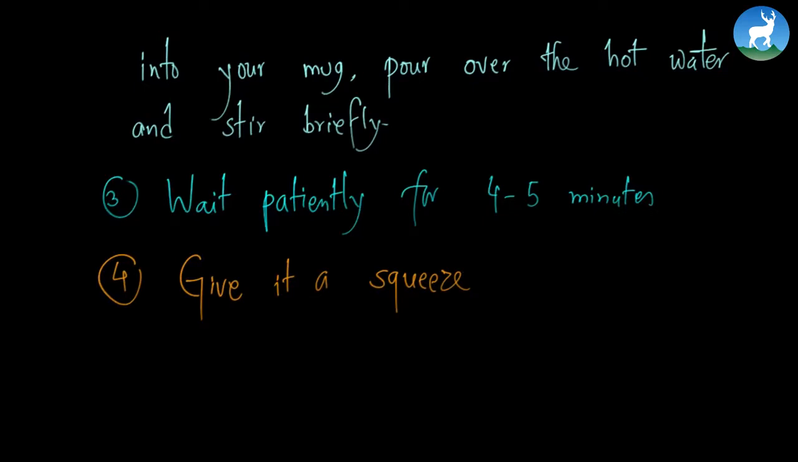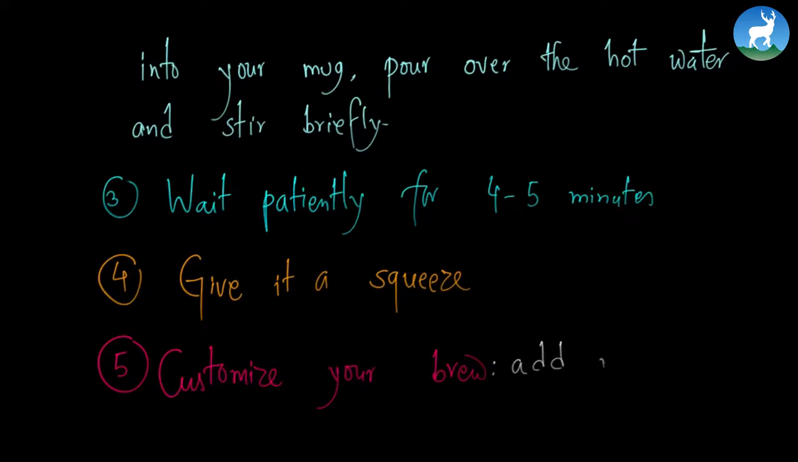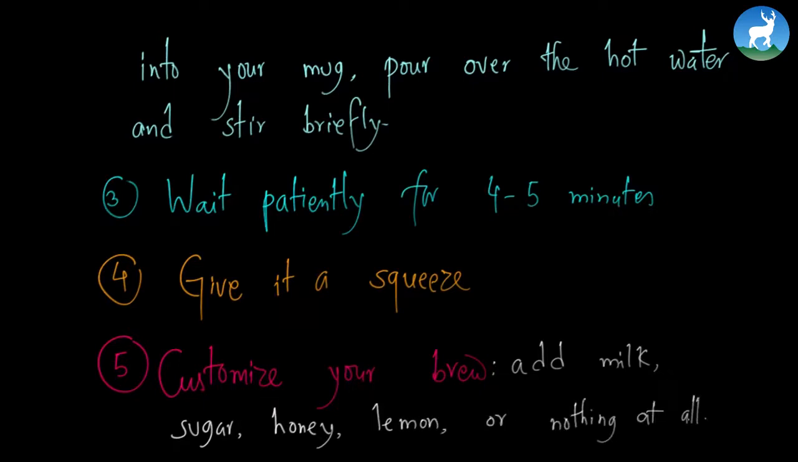Now the fifth thing you should be doing while brewing the cup of tea is customize your brew. And how can you customize your brew? We like a splash of semi-skimmed or whole milk, right? But your brew is unique to you, so add milk. You can add sugar, you can add honey, or you can add lemon, or nothing at all. Most important of all is enjoy the tea, right? So what we learned right now is how to make a cup of tea.